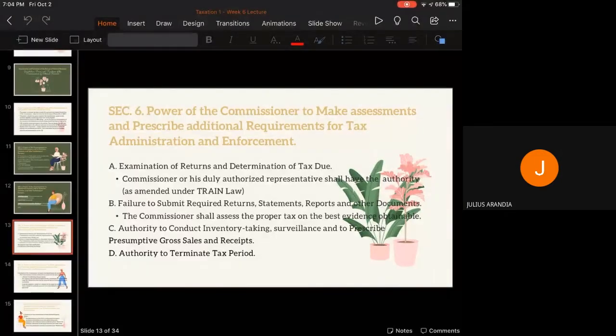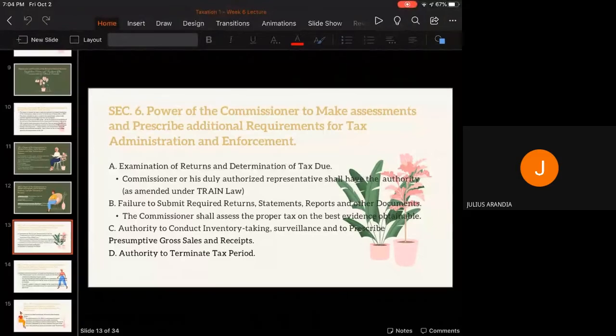So aside from this, the CIR is also authorized to have inventory taking of goods. And based on the inventory taking, again, they can assess the amount of tax that must be the tax due from the taxpayer, which is deemed prima facie correct.